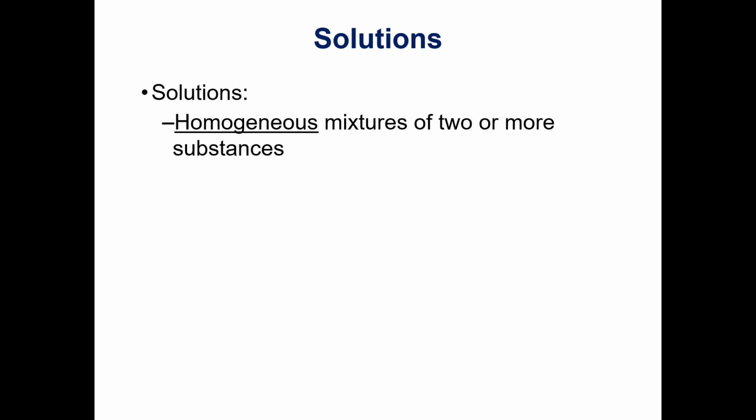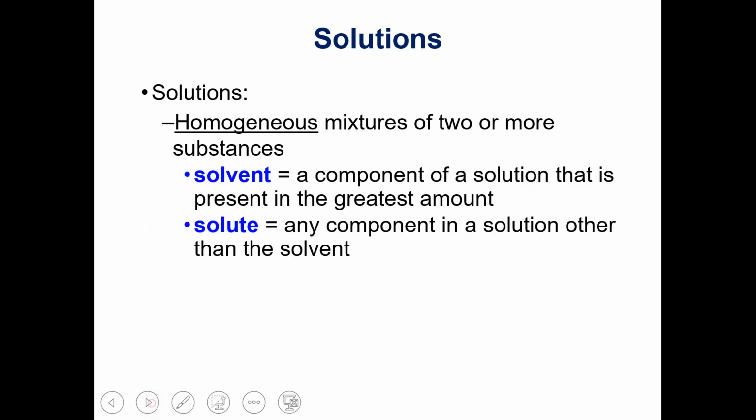Solutions are a homogeneous mixture of two or more substances. So when we have a solution, there's two components to a solution. One is the solvent and one is the solute. The solvent is the component that does the dissolving. It's usually the one that's present in the greatest amount. And the solute is the component that gets dissolved. So you can think about the solvent as being the one that dissolves the solute.